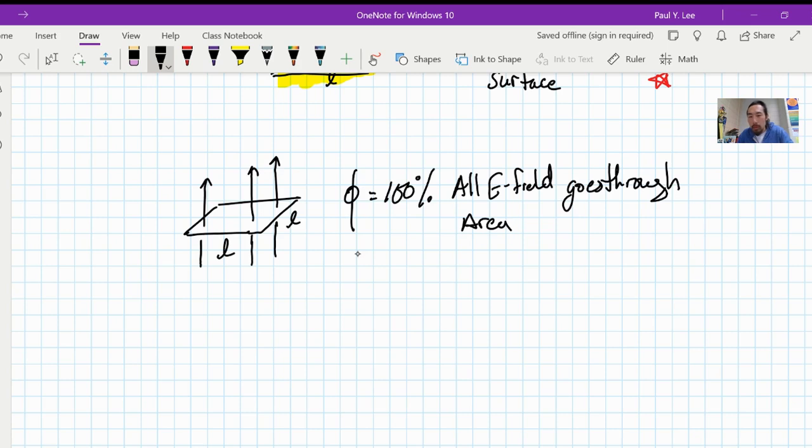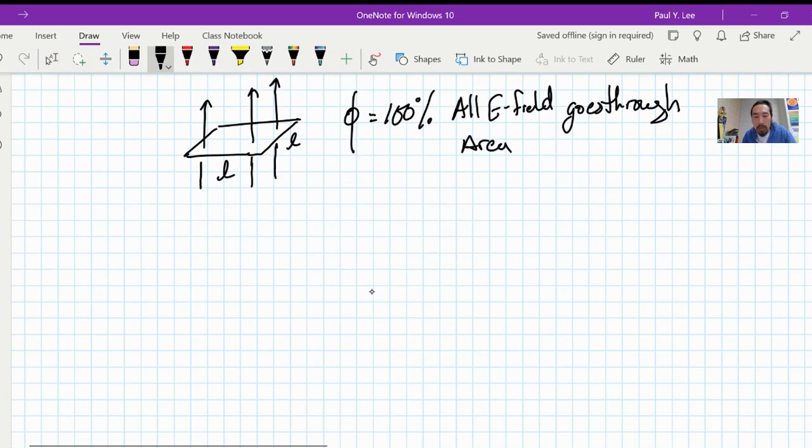And we're going to add to this in a little bit. So I left a little bit of space there. So let's do the next one where we have 0% flux.